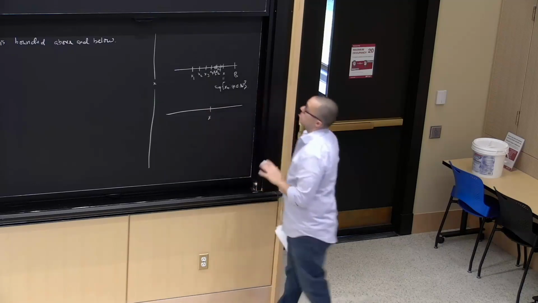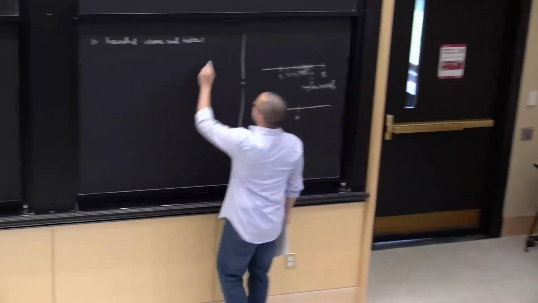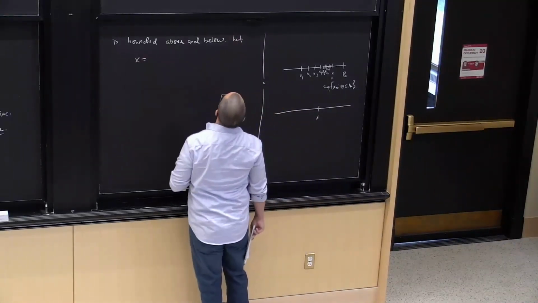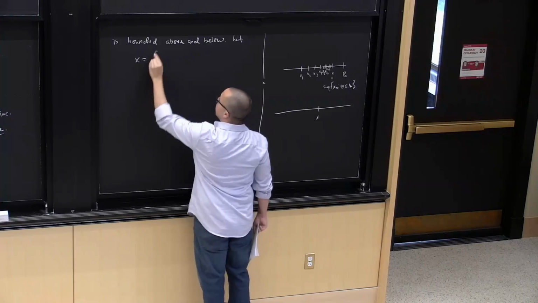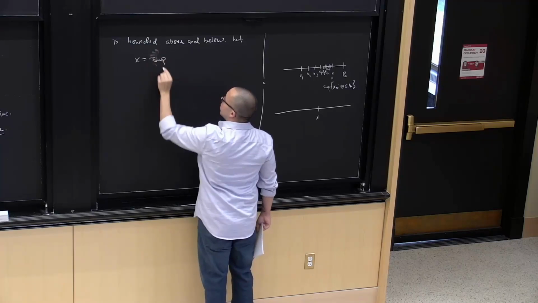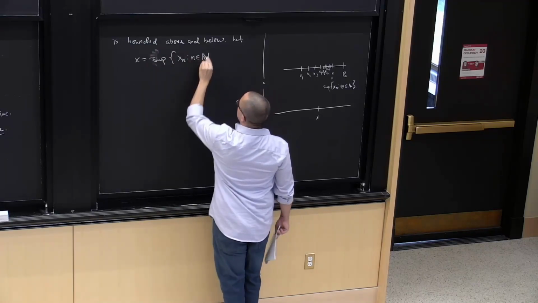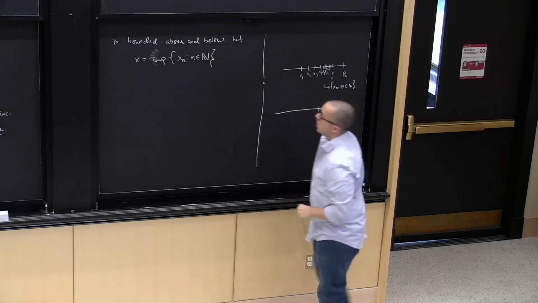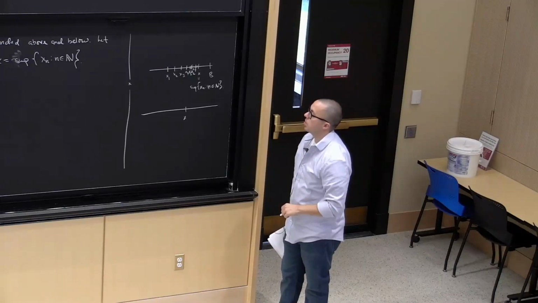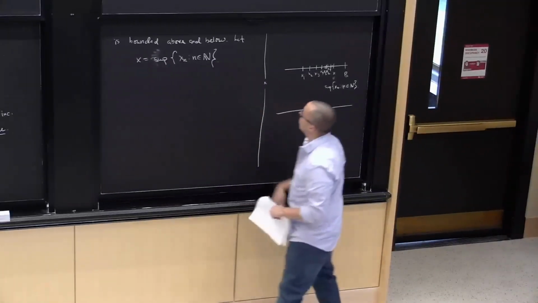So, okay, let me back up a minute here. Since this set is bounded in R, it has a supremum in R. And what I claim is that this supremum is, in fact, the limit of this sequence. Okay, this is a supremum of a set. I'm saying it's the limit of the sequence.